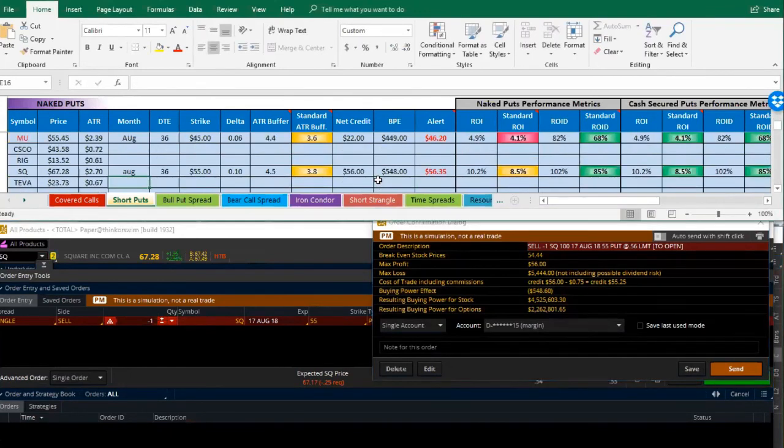That's a beautiful thing. Pretty good cushion, 3.8 standard ATR buffer, 4.5 ATR buffer, pretty good ROI at 10.2%. The standard is there, the ROI is there. I think I like that one the best so far here, guys. Type in the word Goldilocks. Okay.